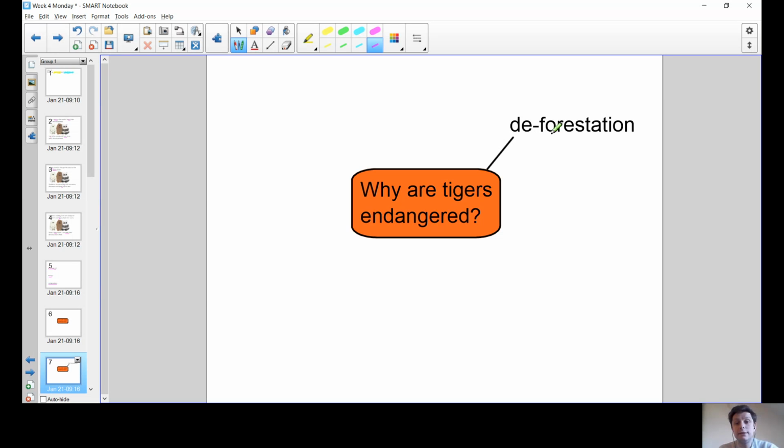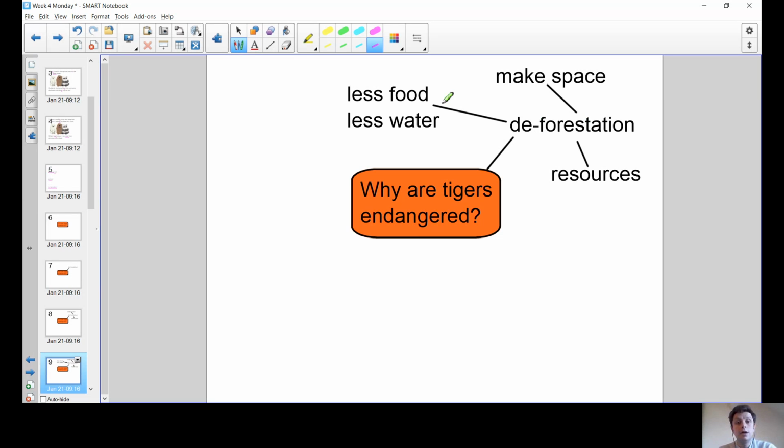So the first one is deforestation. That means cutting down the trees. Now, there's a couple of reasons that people do this. They do it to make space for new buildings like farms or houses, and they also do it for the resources they can get from the forest: wood, paper. So there's two reasons for deforestation: people chopping down trees, and this has an impact on the tigers.